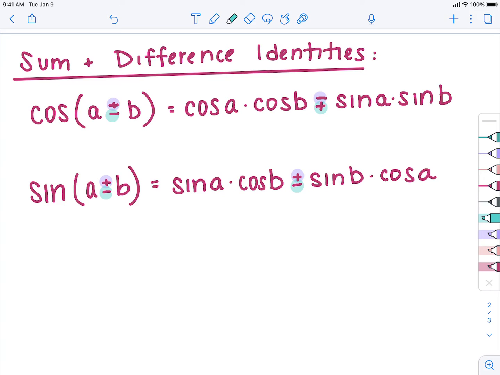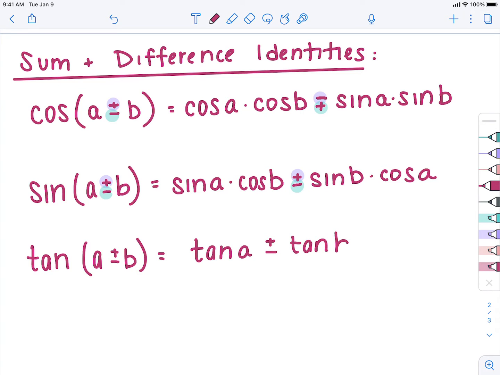And then we have a rule for tangent. So tangent of A plus or minus B equals tangent of A, and the signs match here, so plus if we added, minus if we subtracted, tangent of B, all over 1, and the signs don't match here, so minus if we added, plus if we subtracted, tangent of A times tangent of B.